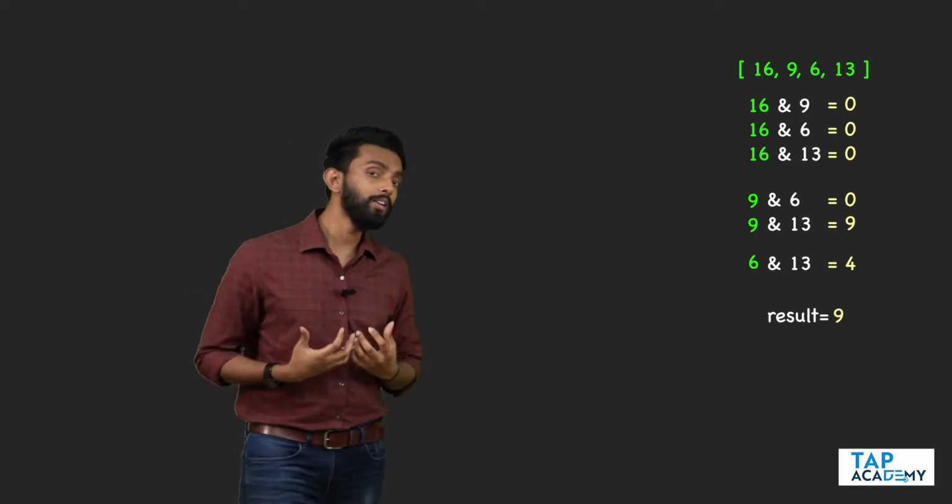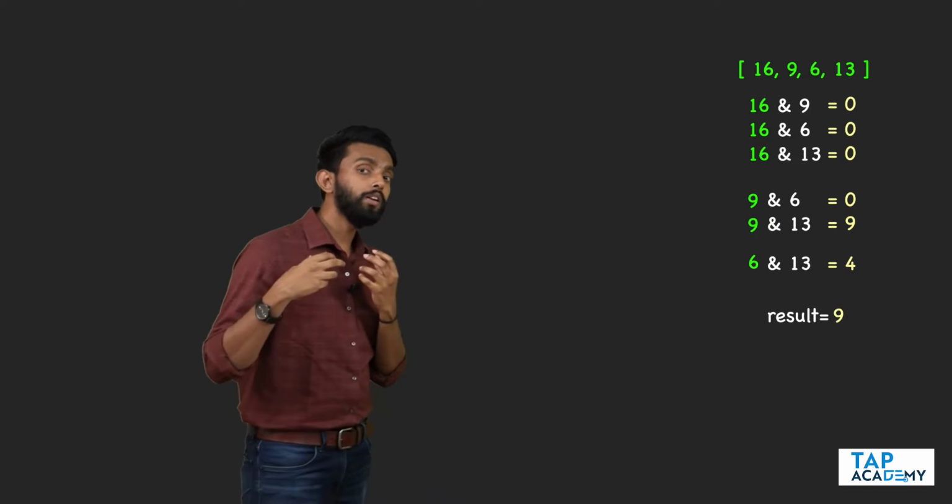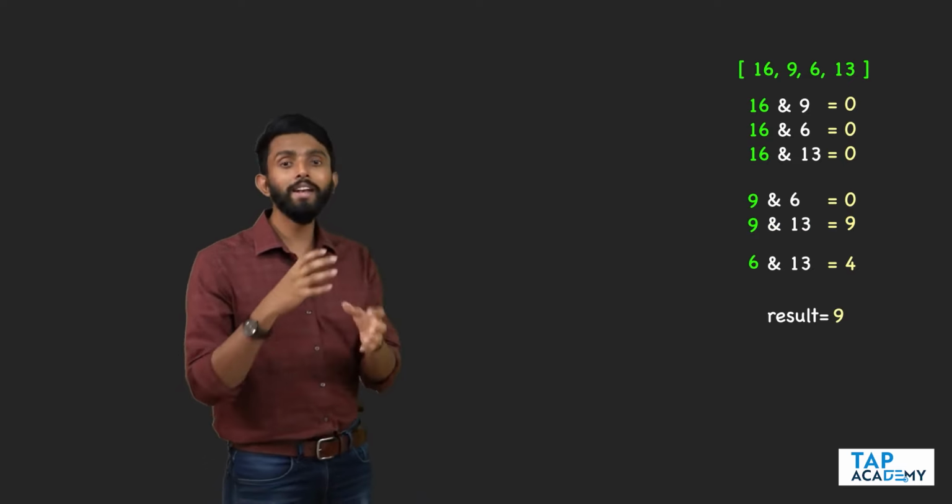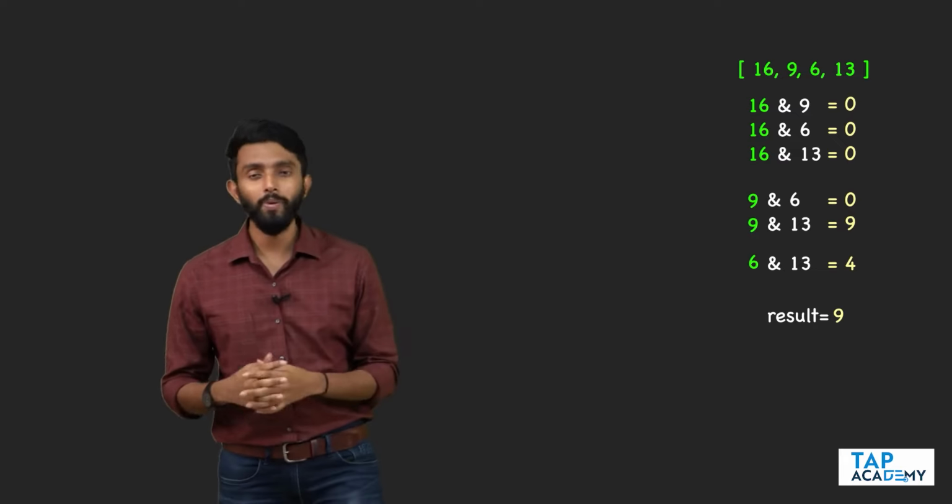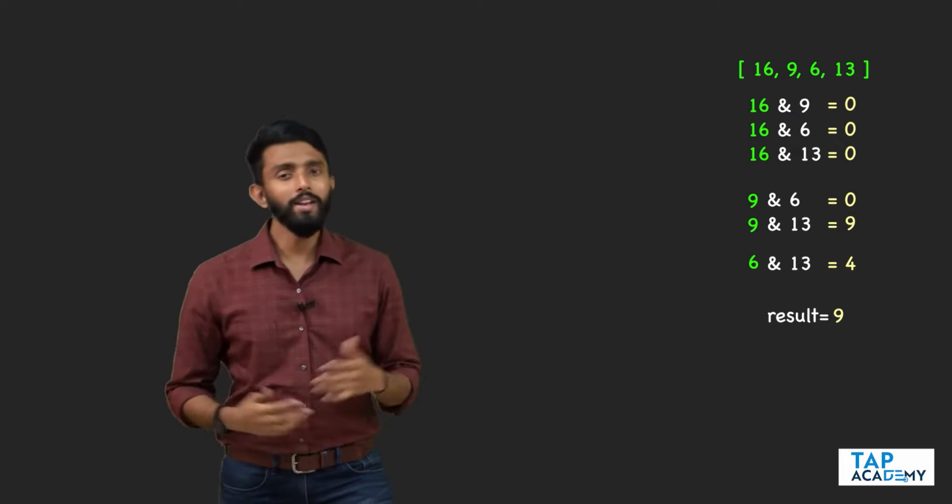So you are not expected to give the pair, you are expected to give the result. So 9 AND 13 is 9 and that is the highest value. I hope you are able to think. Now a very easy way to do this is by making use of the brute force approach.